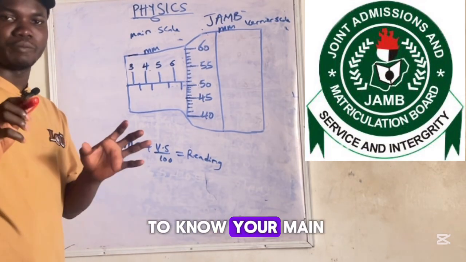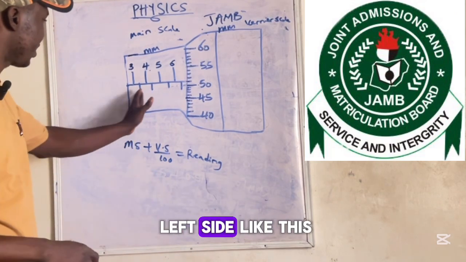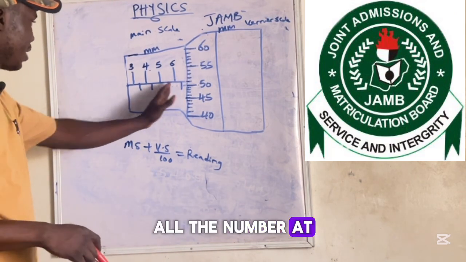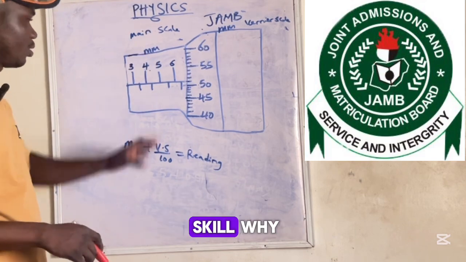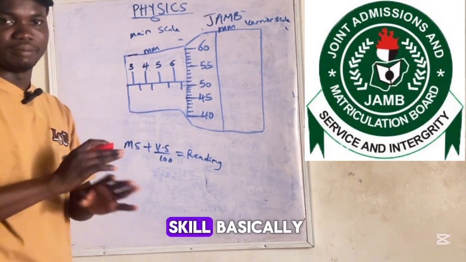Now, if you want to know your main scale and vernier scale, it is very simple and direct. The scale or the numbers at the left side like this, they are your main scale. While the numbers or the readings at the right side like this, they are your vernier scale, basically.